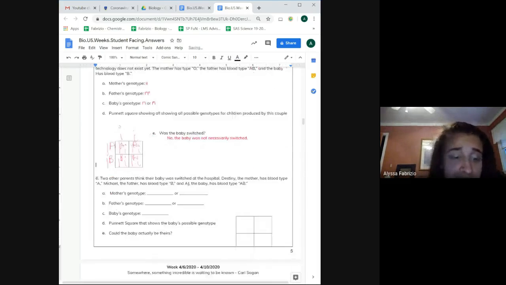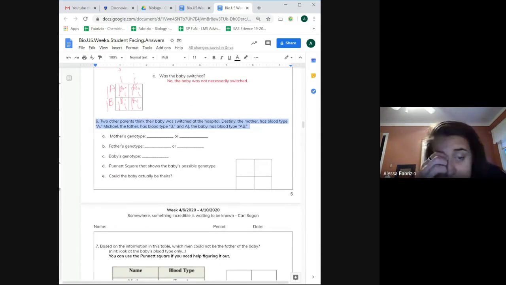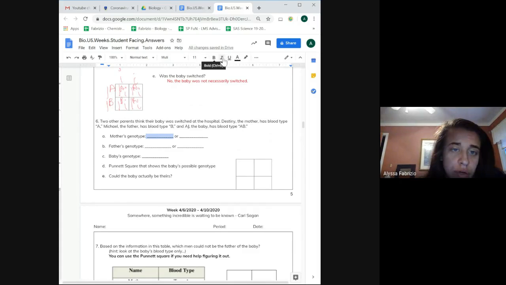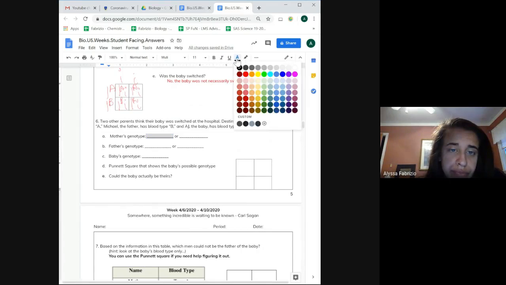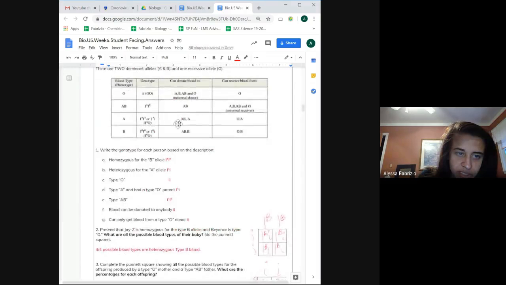Okay, so 2 other parents think that their baby was switched at the hospital. We're on number 6. Destiny, the mother, has blood type A. Michael, the father, has blood type B. And AJ, the baby, has blood type AB. So mother has blood type A, so she can only have 2 potential alleles. If we look back at our chart from before, you can flip back to this chart. So it tells us what the 2 potential alleles are.